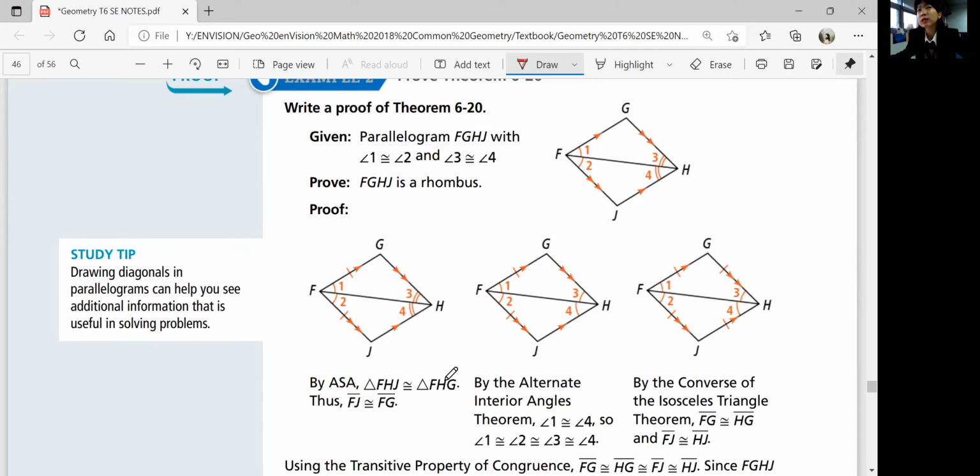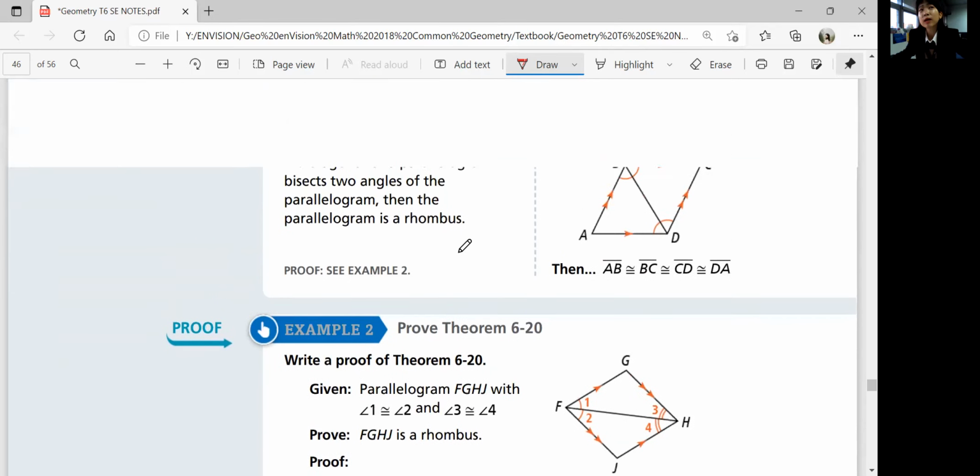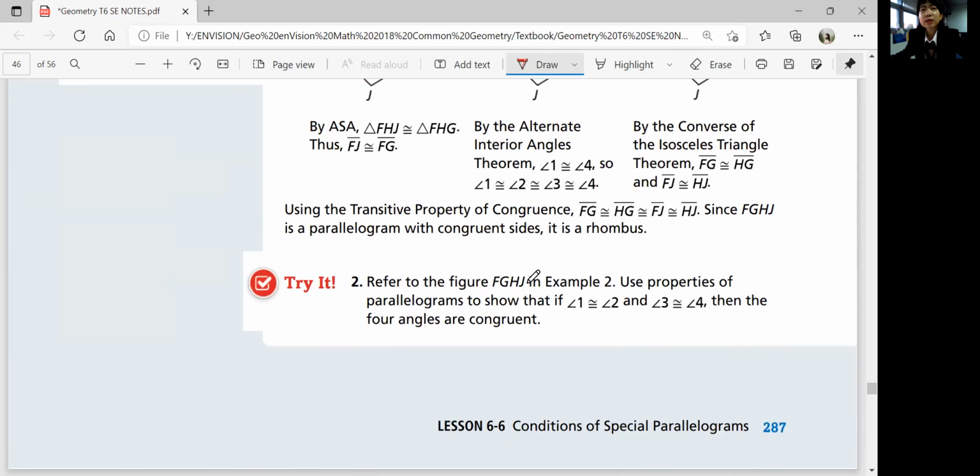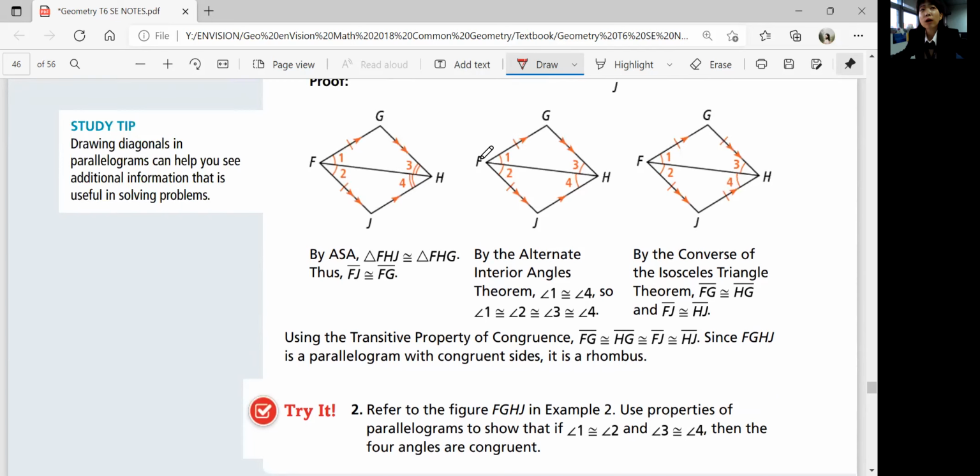This is how you can prove it step by step, but thankfully you don't have to prove it every time you use this property since we have theorem 6-20. You can just say by theorem 6-20, it's a rhombus, okay? So try number 2, you're going to refer to figure FGHJ in example 2, use properties of parallelograms to show that if angles 1 and 2 are congruent and 3 and 4 are congruent, then all 4 angles are congruent.